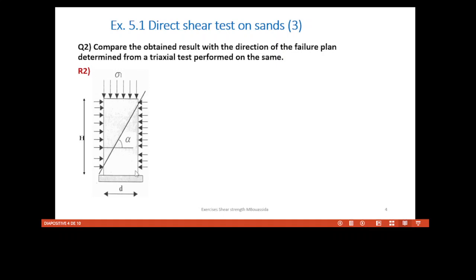on the vertical plane. And during a triaxial test we can observe sometimes the direction of the failure plane, as we can see here on this picture. So this is a specimen that was subject to the triaxial test, and here we can see the failure plane, and the direction of the failure plane with the horizontal plane is visible.